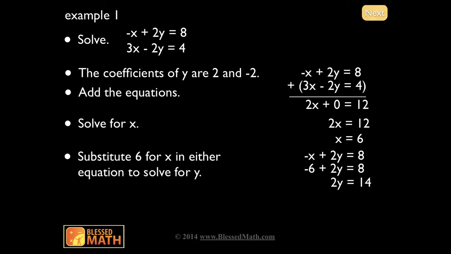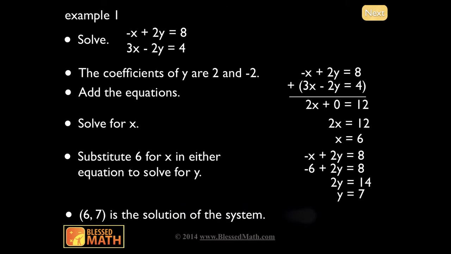And in order to negate that multiplication of the coefficient, I'm going to divide by 2, giving me y is equal to 7. So I have the point 6, 7 as the solution to the system. Take your time, pause the video, and see if you can plug it back in to see if negative 6 plus 2 times 7 is equal to 8, or if 3 times 6 minus 2 times 7 is equal to 14.